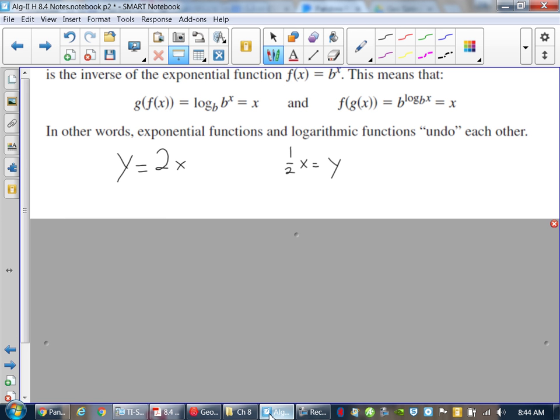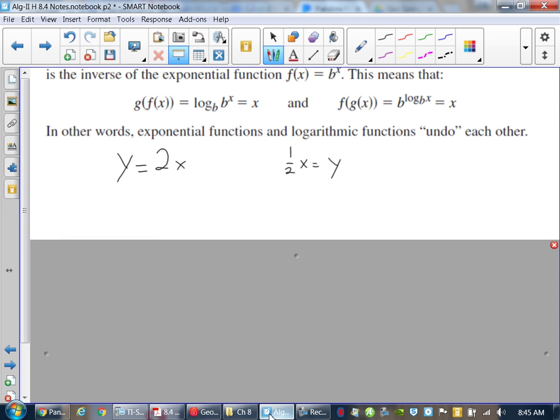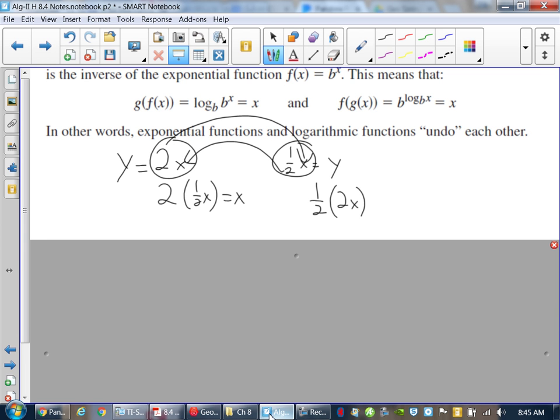If you substitute in for one another, if I take this value of x into here, I get 2 times 1/2 x, I get x. If I take this value and I put it here, you get 1/2 of 2x, I get x. Since they both equal x, that means they are inverses of one another. That's how you show that things are inverses.